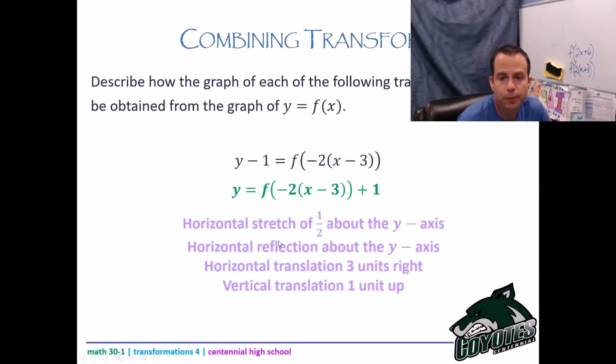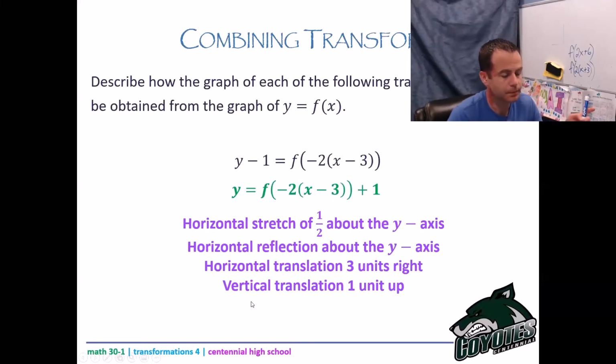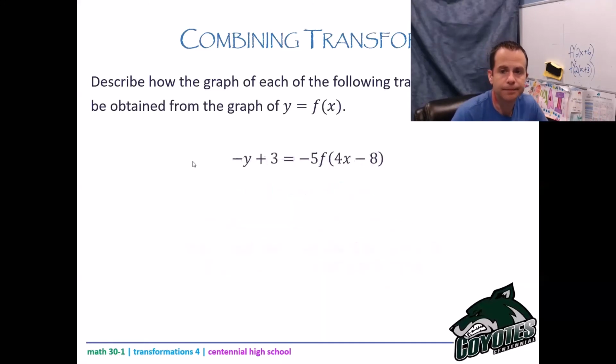So you should have told me that you have a horizontal stretch of 1/2. That's coming from this 2, and that's about the y-axis. The horizontal reflection, that's coming from here, also about the y-axis. A horizontal translation 3 units right would be my h value of 3 here, and a vertical translation 1 unit up. Okay, let's try the next guy.